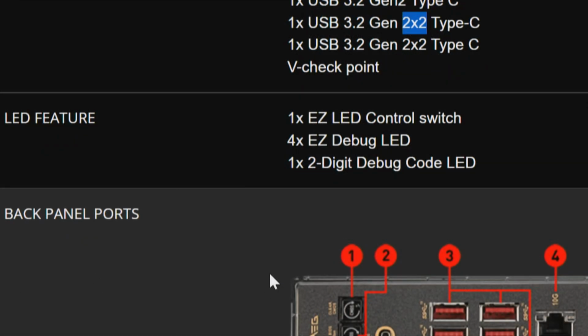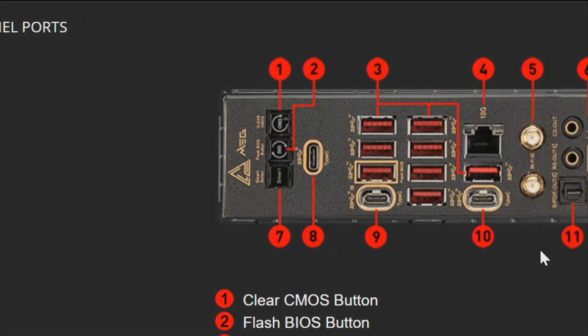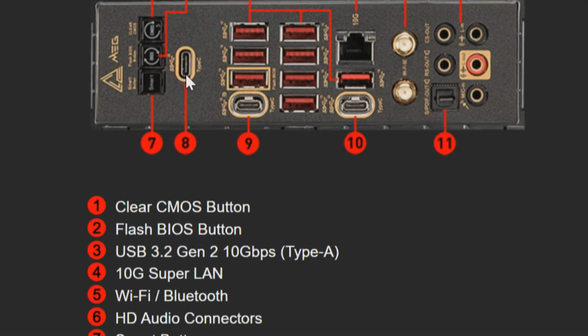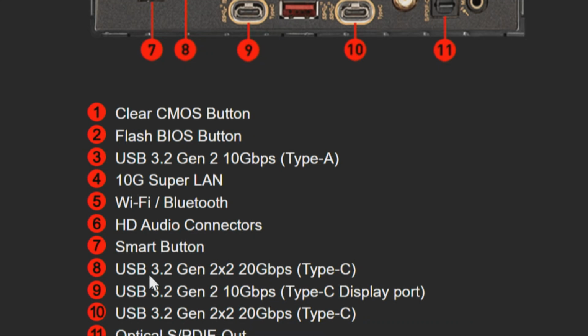Back panel ports. This is the first indication of some interesting things. We're going to focus on one thing, 3 ports. Number 8, 9, and 10. That is 3 USB-C ports. This port is an optional port because of the way it's configured. These 2 ports you're going to be able to use all the time. What do I mean by optional? It's a shared resource. That is a USB-C 2x2 20 gigabit port.